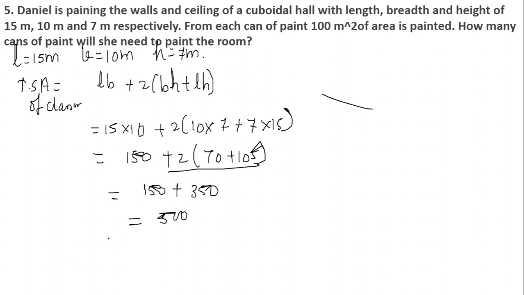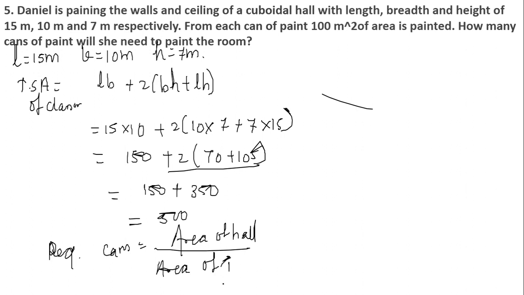So the number of required cans is equal to area of hall divided by area of one can. Okay, sorry for the inconvenience if you're not able to understand my handwriting. So 500 divided by 100 is equal to 5. So a total of 5 cans are required to paint the whole room.